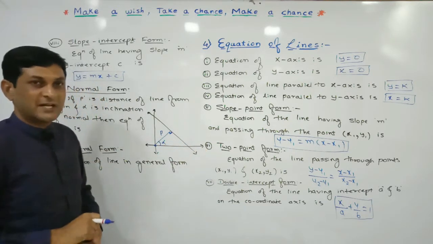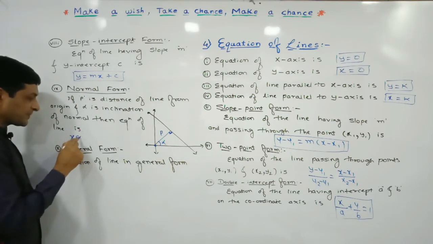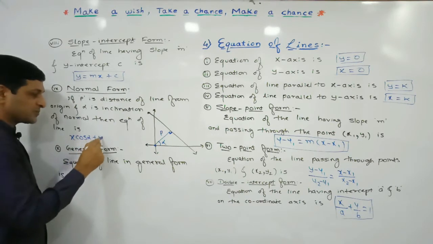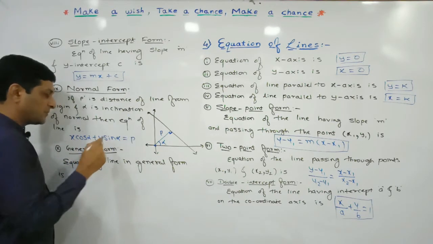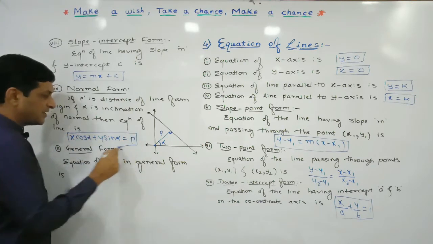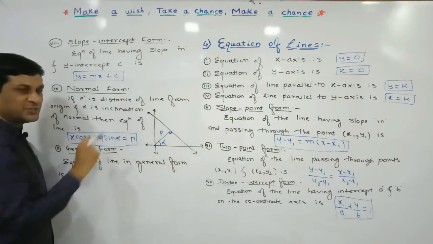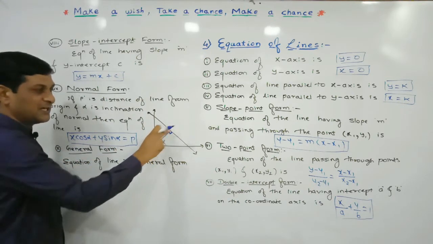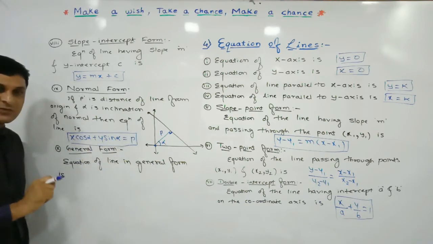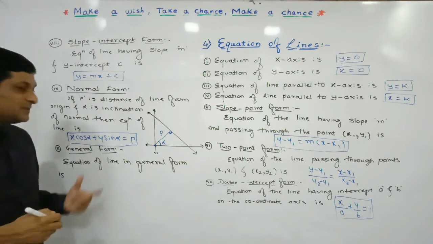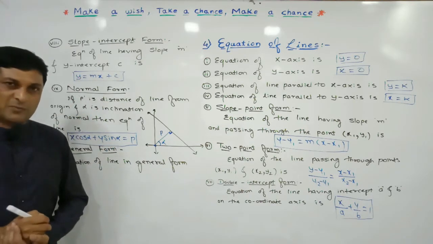If these two values are given to us, then the equation of the line is x cos alpha plus y sin alpha is equal to p. Applying this formula we are able to find the equation of the line if two values are given to us. P means the distance of our line from the origin, and alpha is nothing but the inclination of this normal. Then the equation is called the equation of line in normal form.